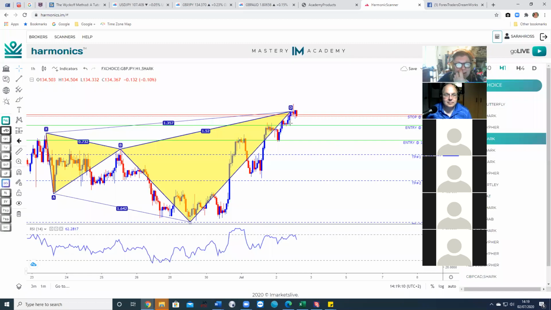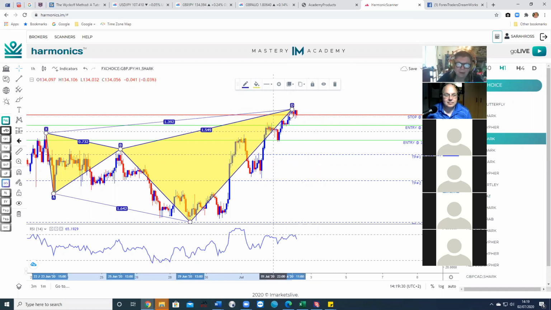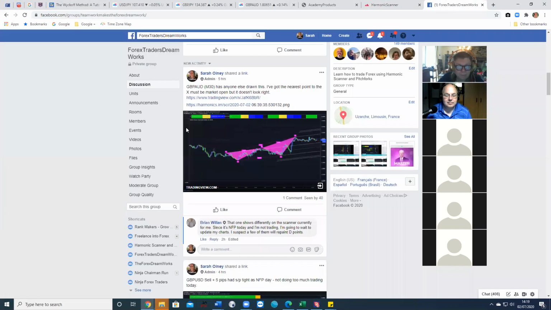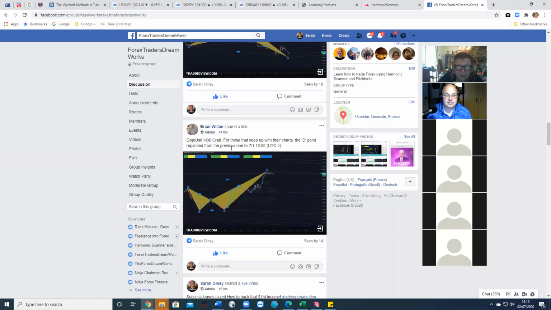Unless, say, it does carry on down now, and then you think the D point's moved, then you just change your D point. You see what I mean? Right. Okay. But if it carries on up, then it's clearly failed. In fact, I think Brian had one in our group that I thought looked a bit like that.